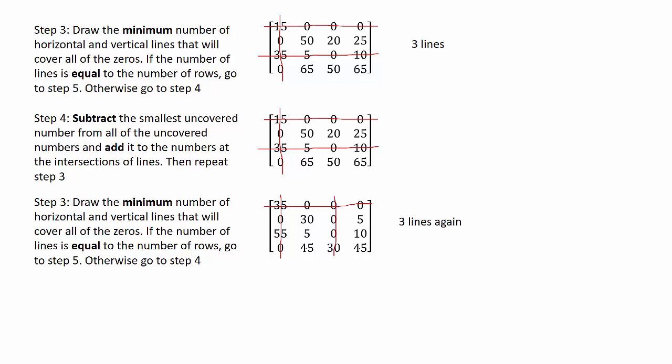Sometimes you'll be lucky and you'll get 4 lines straight up. Sometimes you might need to do this process a couple of times. It's an iterative process, which means that you keep doing it until you get the right number of lines. So I'm going to have to go back to step 4 again.